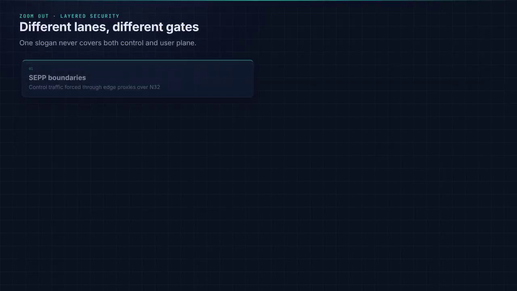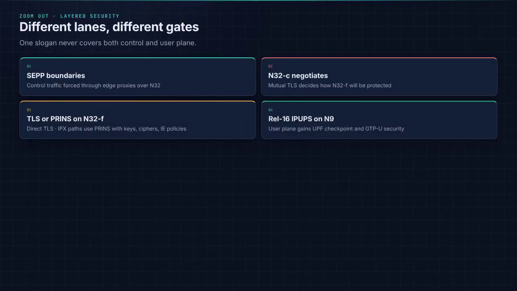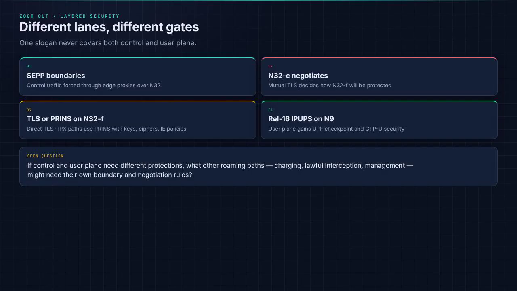Zoom out and hold the whole argument in a few clear lines. First, SEPPs place security boundaries at the edges of interconnected PLMNs. Roaming control traffic is forced through those proxies over N32 instead of crossing the IPX unguarded. Second, N32C lets SEPPs mutually authenticate over TLS and negotiate how N32F will be protected. The negotiation channel is not the same thing as the signaling channel.